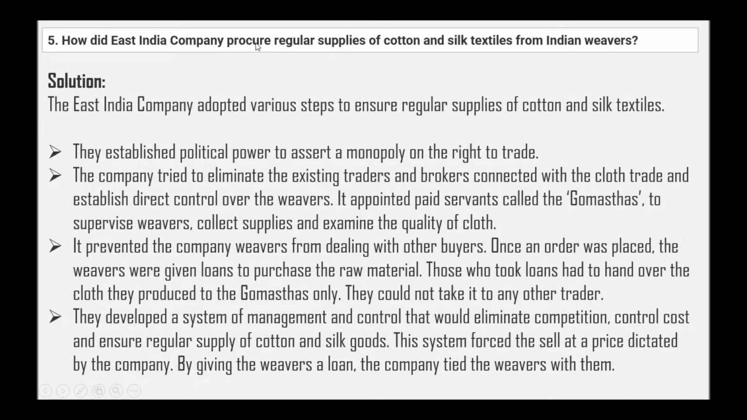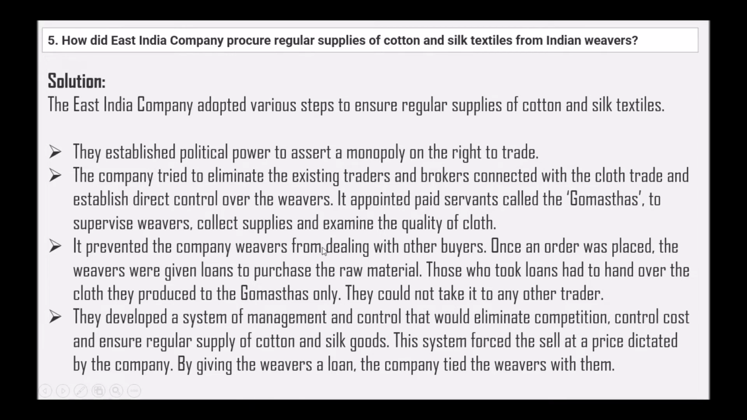How did the East India Company procure regular supplies of cotton and silk textiles from Indian weavers? The East India Company adopted various steps to ensure regular supplies of cotton and silk textile. They established political power to assert a monopoly on the right to trade. The company tried to eliminate the existing traders and brokers connected with the cloth trade and established direct control over the weavers. It appointed paid servants called the gomastas to supervise weavers, collect supplies, and examine the quality of cloth.